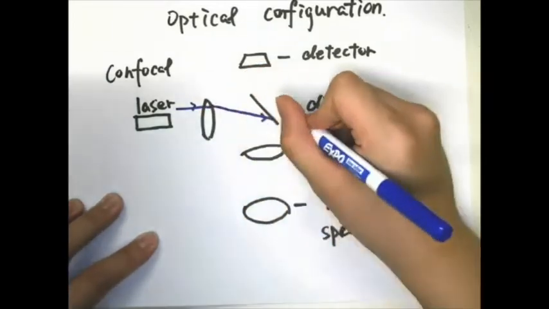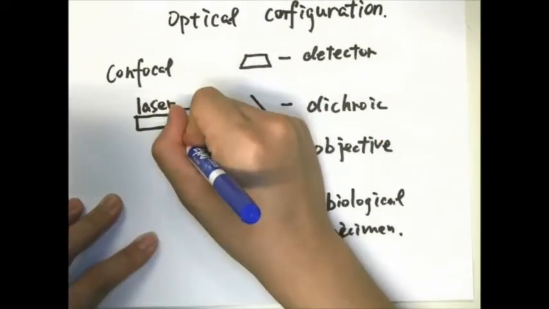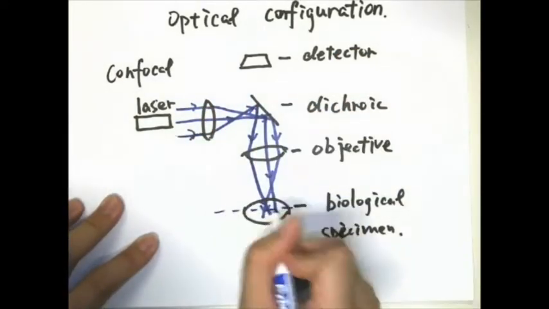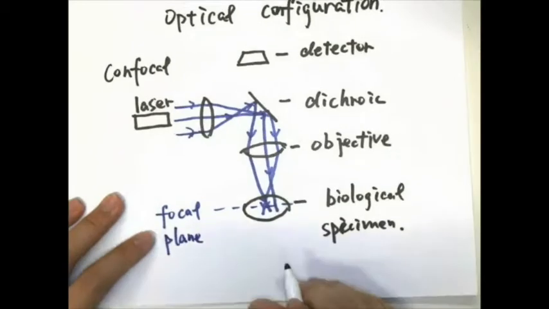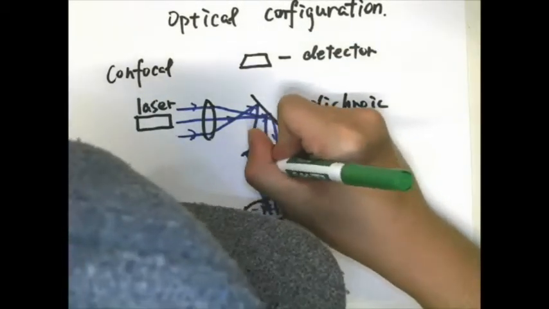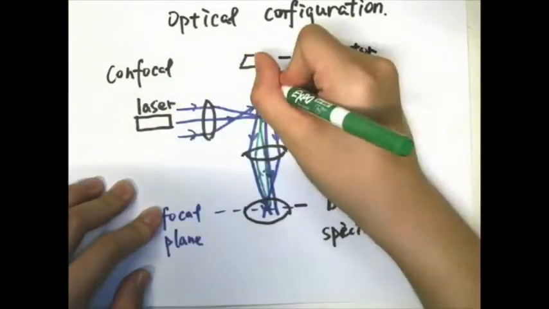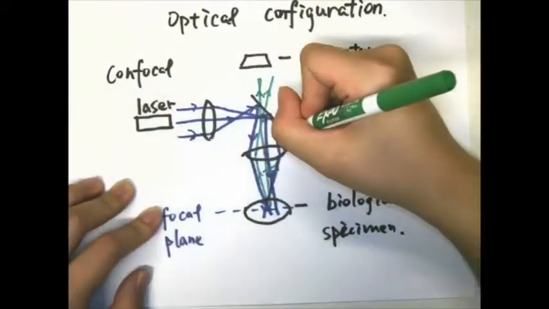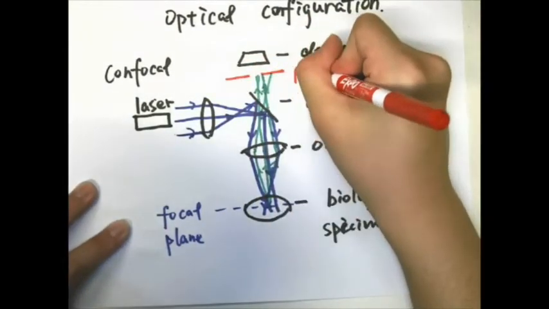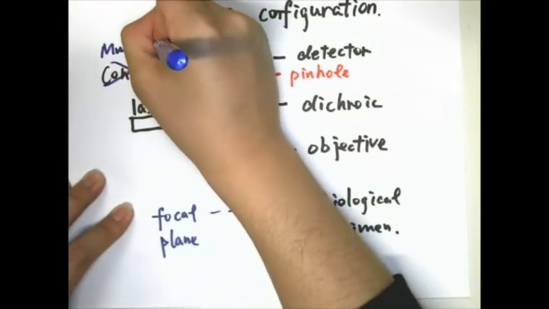Being expanded by the beam expander, the beam is reflected by the dichroic mirror and then transmitted through the objective, and finally reaches the biological specimen that we would like to image. The fluorophores are excited by the excitation light to emit fluorescence light. The fluorescent light going through the objective is transmitted by the dichroic mirror this time, and then collected by the detector. In confocal microscopy, a pinhole is used to block the out-of-focus light since the volume of fluorophores is excited in the beam path.